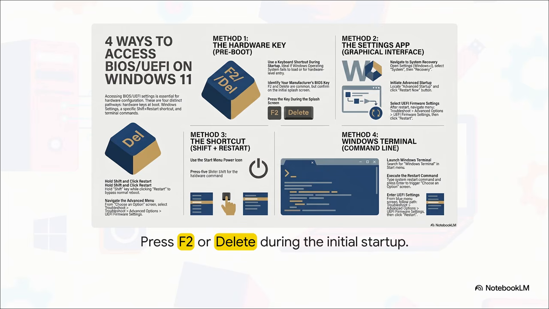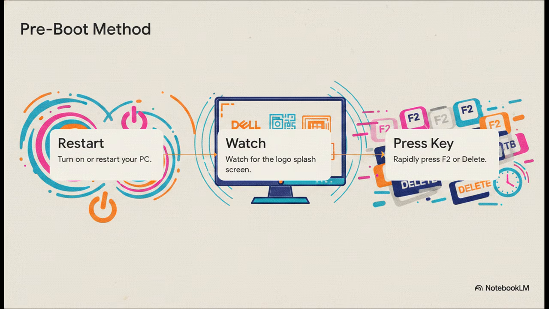For the vast majority of PCs out there, your golden keys are going to be F2 or the delete key. So, here's the game plan. Step 1, you turn on or restart your PC. Step 2, you've got to watch like a hawk for that manufacturer's logo splash screen. You know, that giant Dell, HP, or Lenovo logo on a black background that pops up when the machine first wakes up. And step 3, the second you see it, rapidly press F2 or delete.